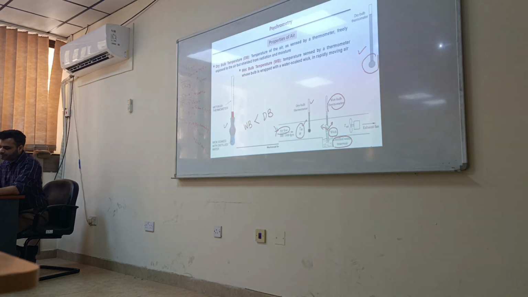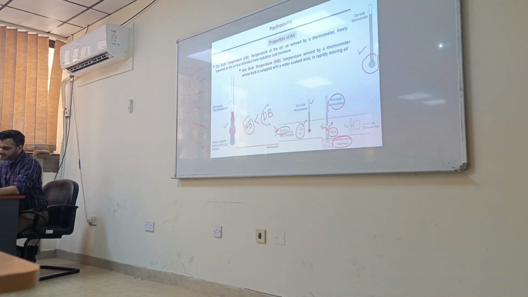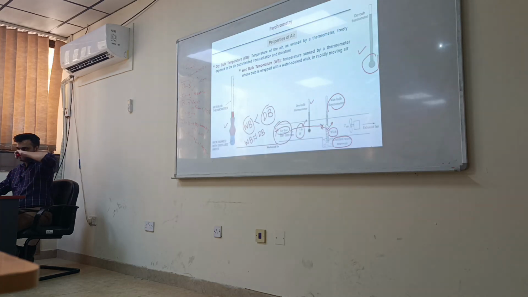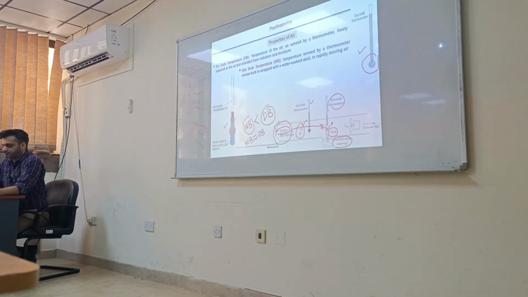Okay. So wet bulb will always be less than dry bulb, but wet bulb may approach dry bulb temperature if this air is already very humid. It's already very humid, it cannot absorb more water vapor. So here the evaporation will be less. So less evaporation, less drop in the wet bulb temperature.